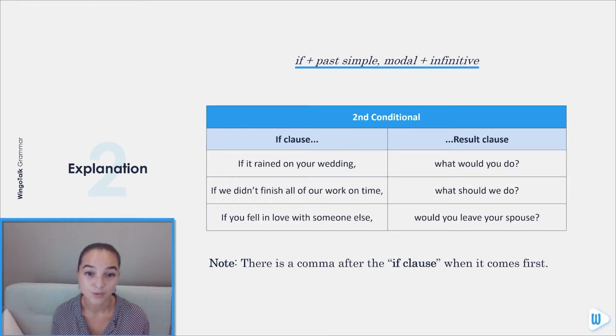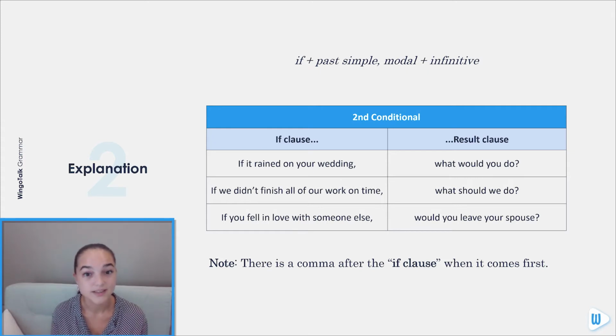The if clause is made up of if plus the past simple. The result clause is made up of the modal plus the infinitive verb.